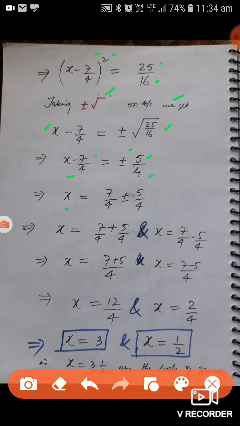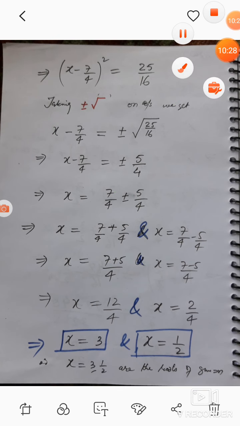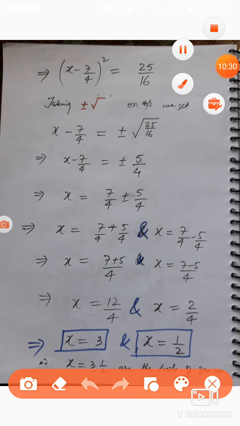In order to get the value of x, you have to transpose the 7/4 from the left hand side to the right hand side. We get 7/4 as positive, plus minus 5/4. In this way we get two values for x, one with the plus sign and the other with the minus sign. Now x is equal to 7/4 + 5/4, and x is also equal to 7/4 − 5/4 with the negative sign. So we have two values for x.